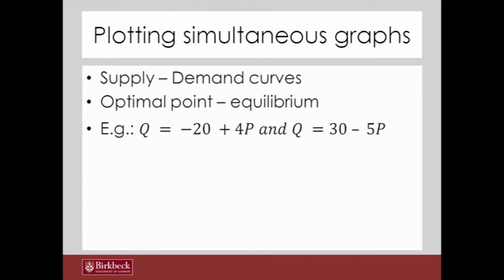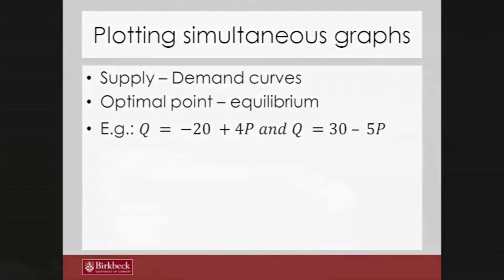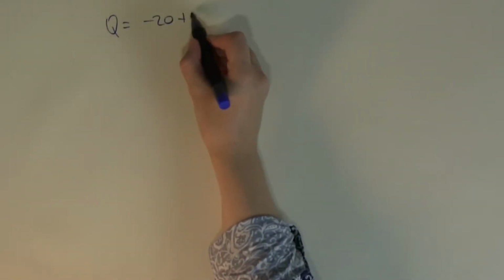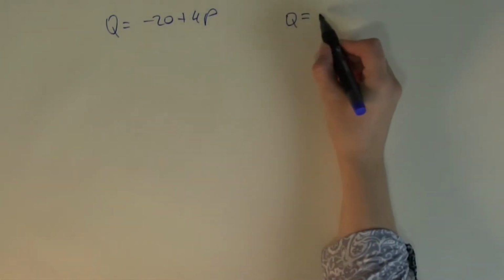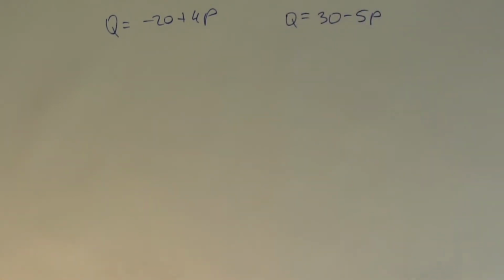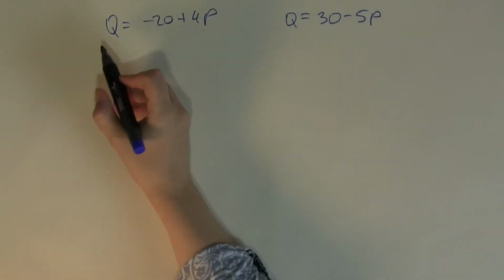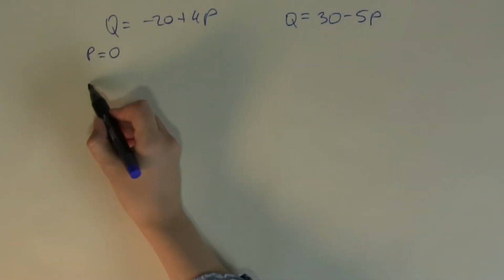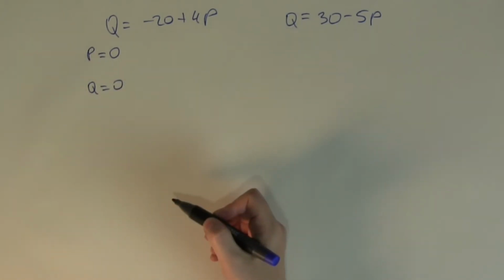Now, we talked about supply and demand changes, but now let's see how we can actually plot these supplies and demands. So let's say that I have got Q equals minus 20 plus 4p as one of my functions, and the other function would be Q equals 30 minus 5p. So how can I plot them? Well, plotting linear graphs is very simple because I can just choose p to be 0 and calculate q, and I can choose q to be 0 and calculate p.